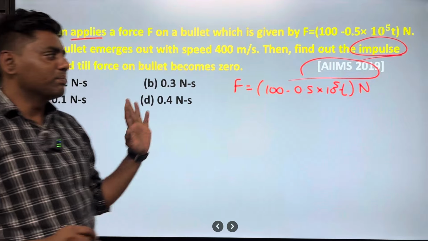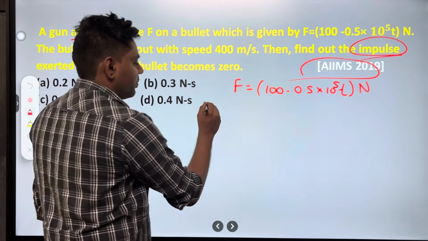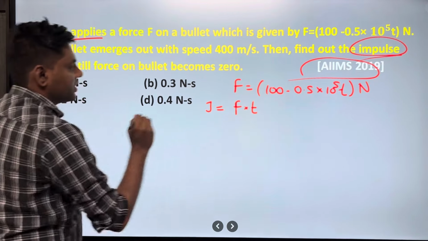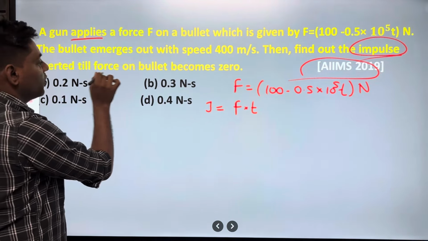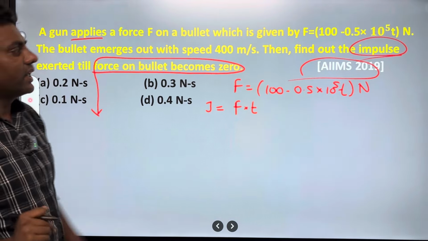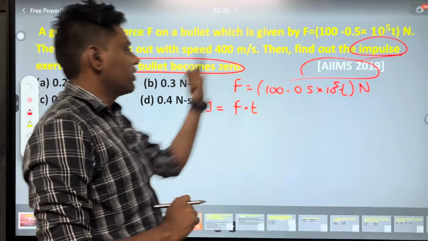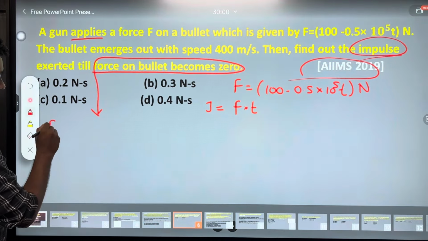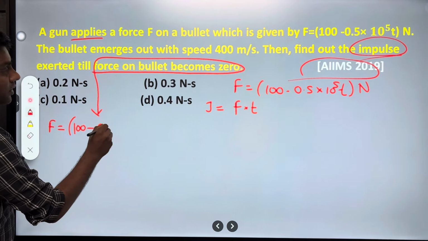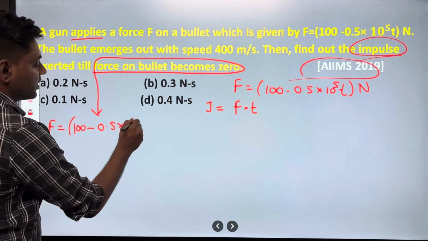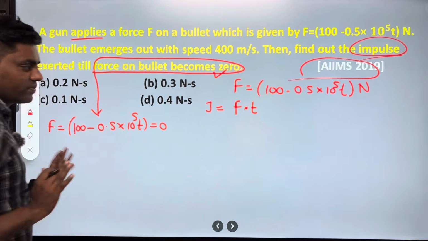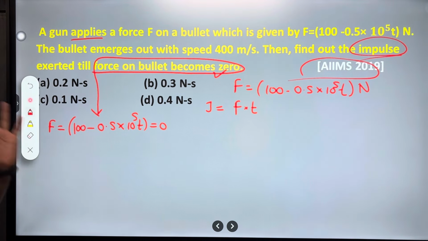We have to calculate impulse, and we know the formula of impulse: impulse means force into time. Time is not given, but one statement is given: the force on the bullet becomes 0. So by using this statement we can write that force is 0, and we calculate the t from here. So F equal to 100 minus 0.5 into 10 raised to 5 t equal to 0. We consider the force becomes 0, and according to that we calculate the value of t.